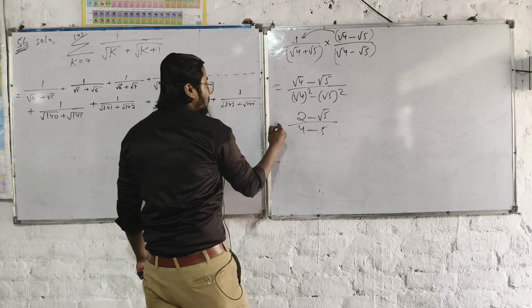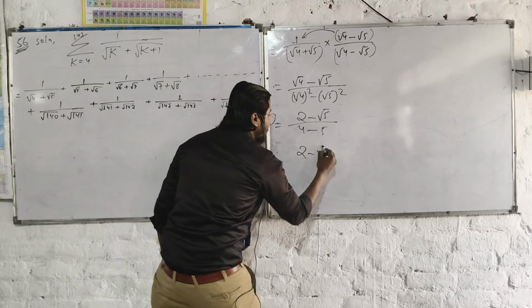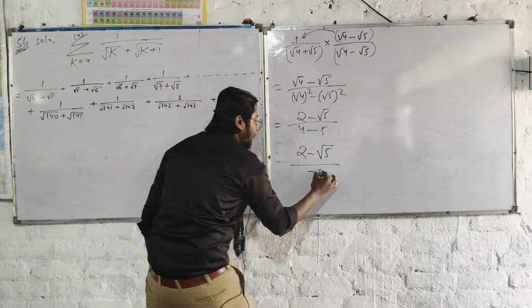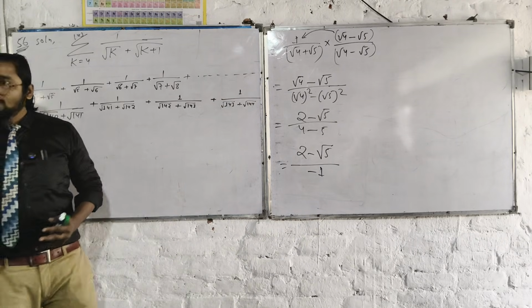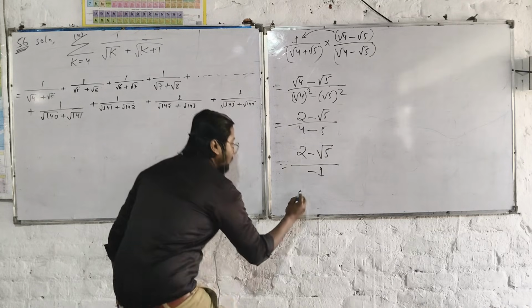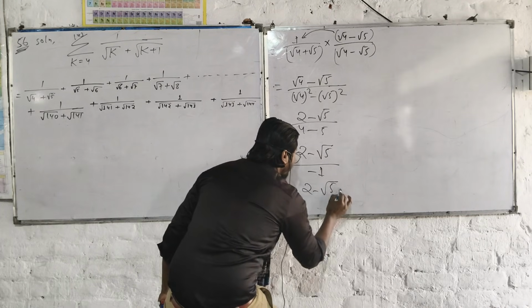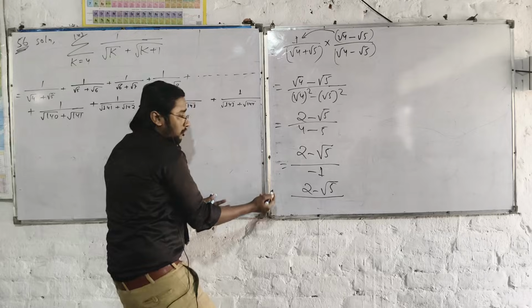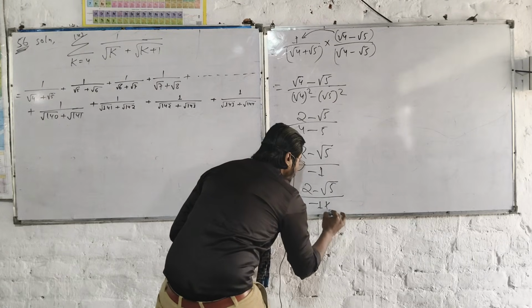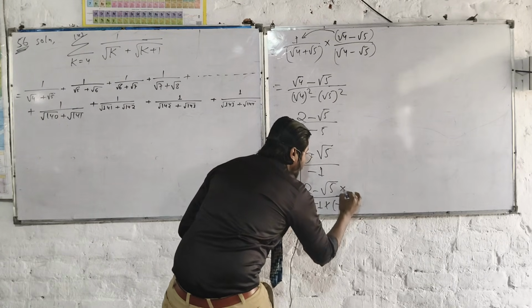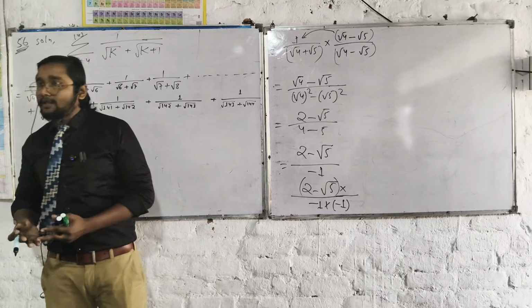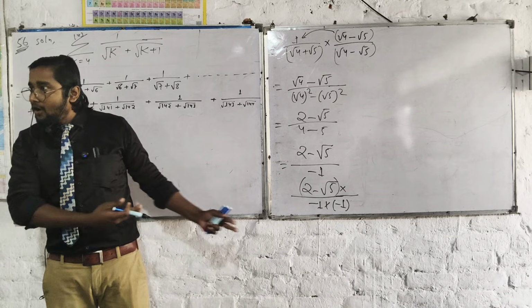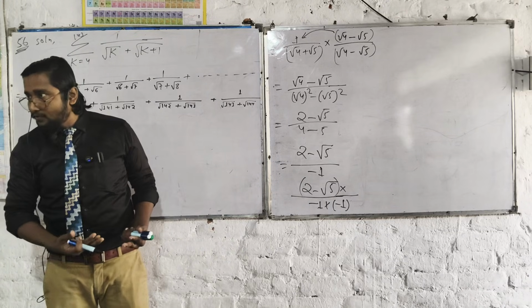Now at this time we'll say 2 minus root 5 divided by what will you get, guys? Minus 1. You will get minus 1, right? Now 2 minus root 5, because you want to remove the minus 1 from there, what will you do, guys? Multiply by minus 1. So to make the negative 1 positive, you have to multiply with the minus 1 again.